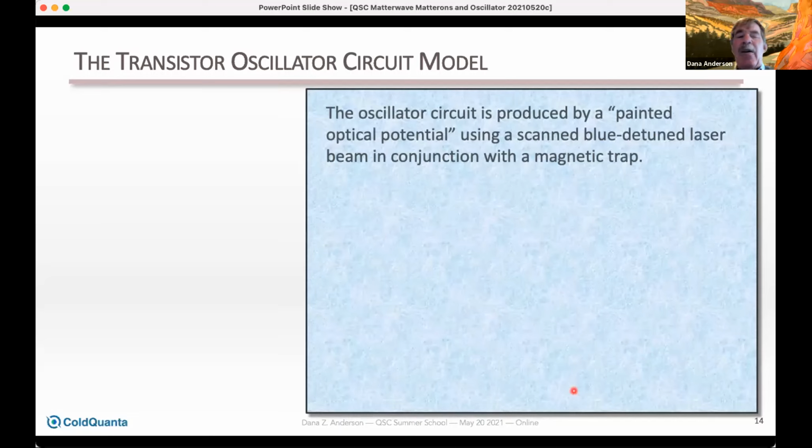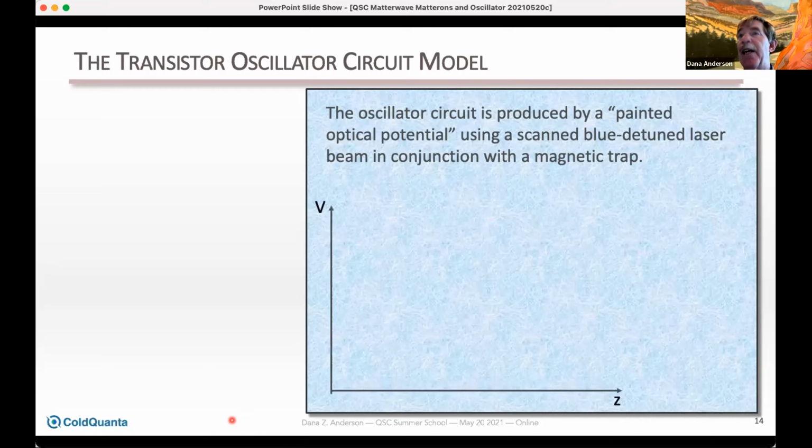All right. Now, we make our circuits experimentally using what are called painted optical potentials, work that, and the name of which came out of Los Alamos in the group of Malcolm Boshier. And we make these potentials with a combination of magnetic fields, and the painted potential part is blue detuned laser beams. And so the blue detuned laser beams are what we use to cause a bias and cause the potential to change.